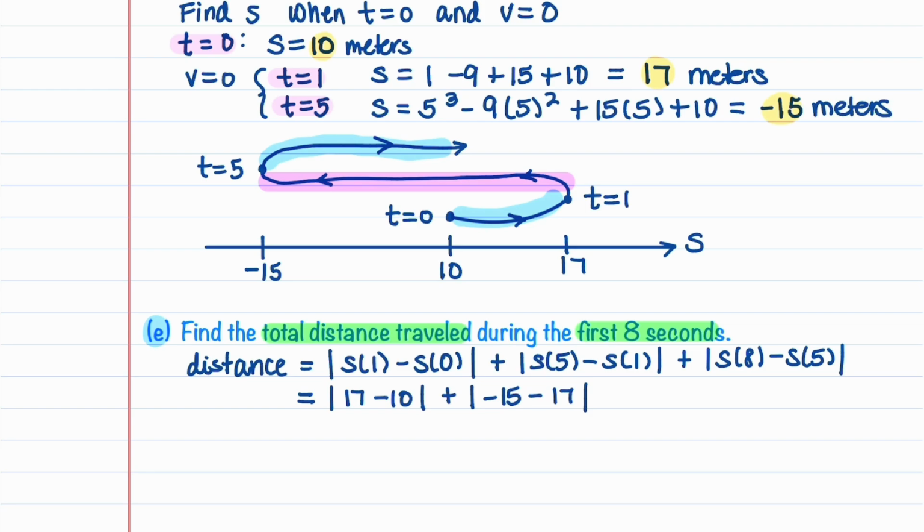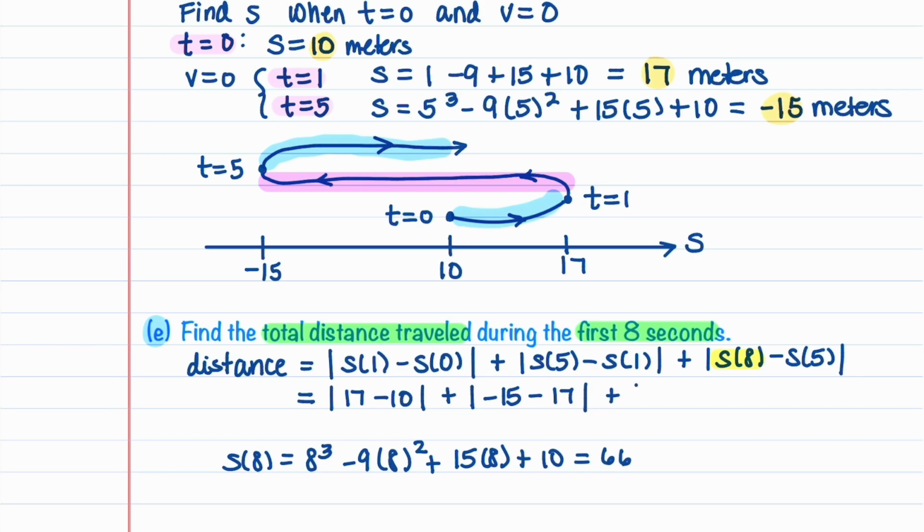Let me go ahead and highlight this. That one we actually haven't calculated yet, so let's go ahead and do that. S at 8 is going to be 8 cubed minus 9 times 8 squared plus 15 times 8 plus 10. And that ends up being equal to 66.